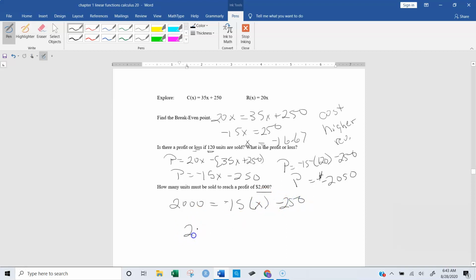So add your 250, divide by your negative 15, and x is negative 150 units, which makes sense. It is not possible. I cannot have a negative number of units.